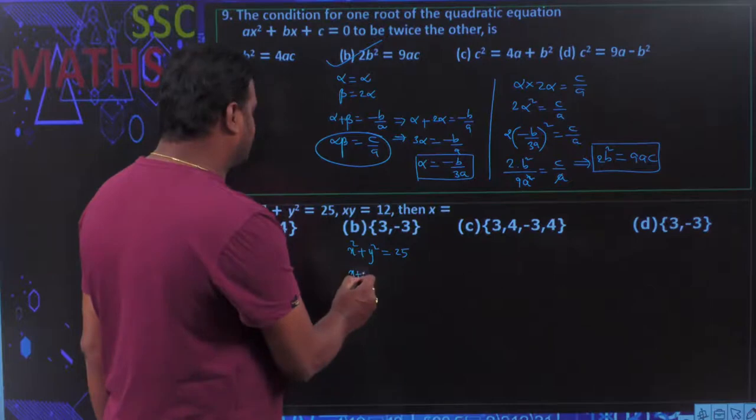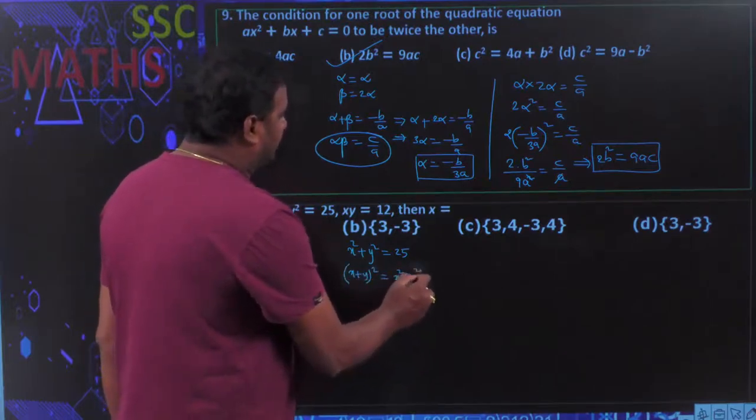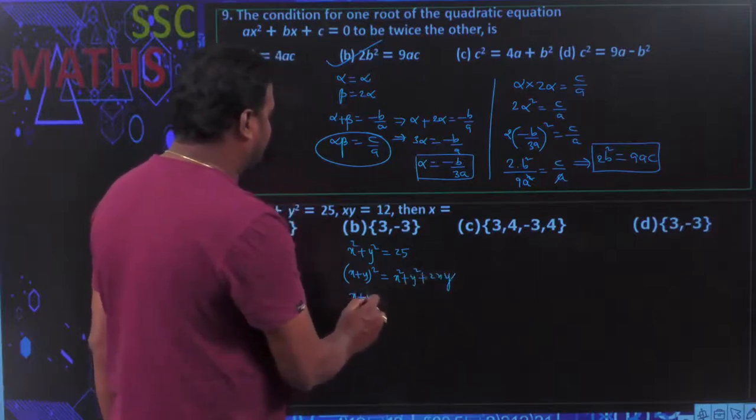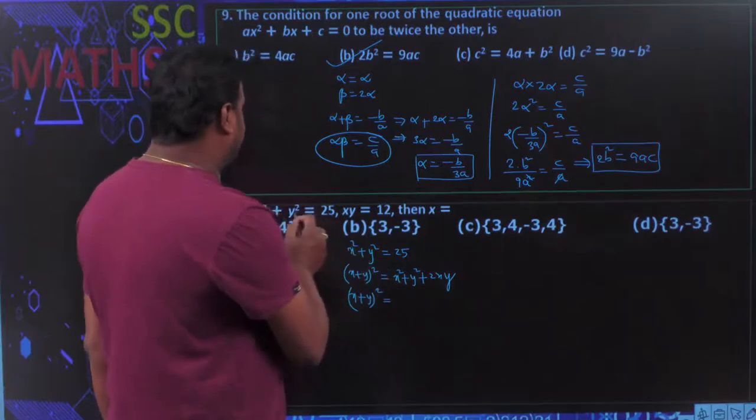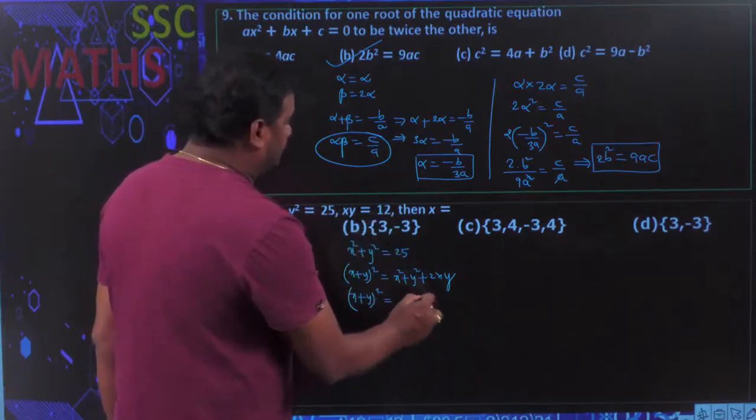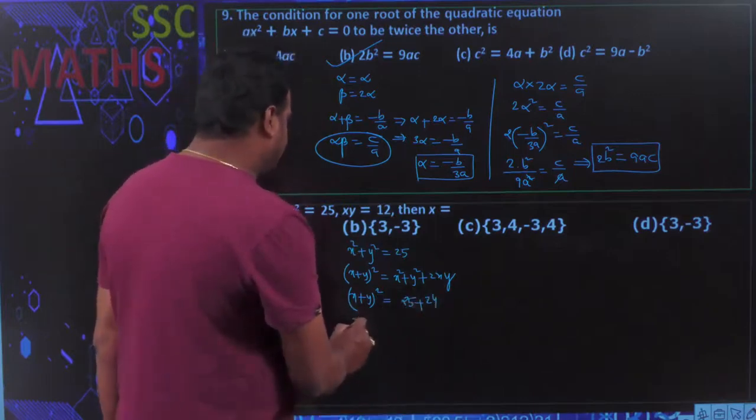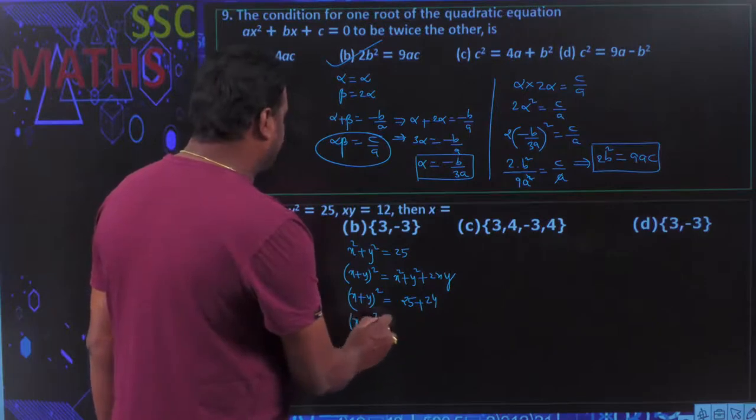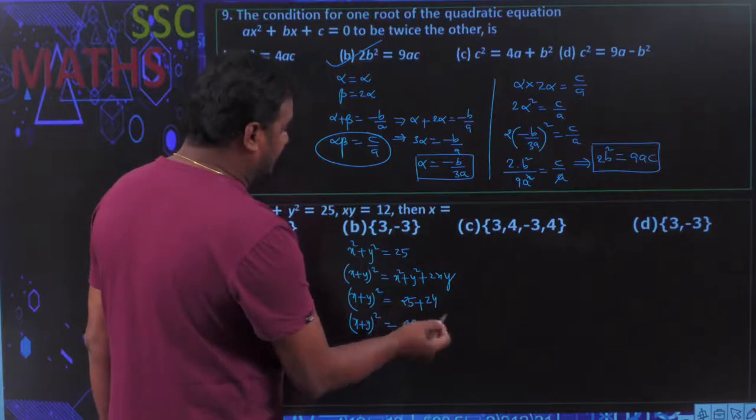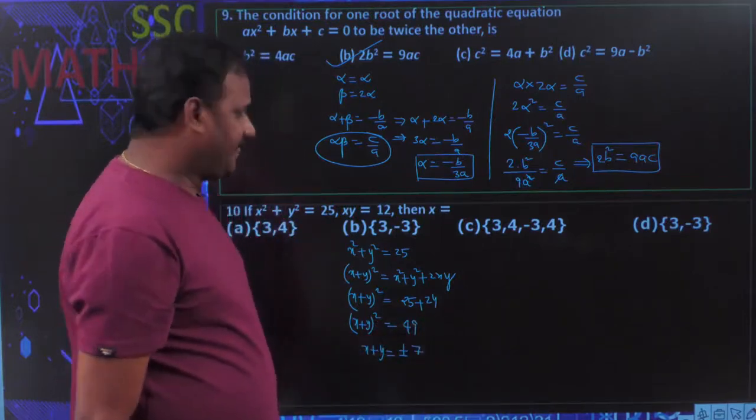x plus y whole square is equal to x square plus y square plus 2xy, right? So x plus y whole square is equal to x square plus y square, which is 25, plus 2 into xy, 2 into 12 is equal to 24. 25 plus 24 is equal to 49. So x plus y whole square is equal to 49. Then what is the value of x plus y? x plus y is equal to plus or minus root 49. It is plus or minus 7. That is the value of x plus y.